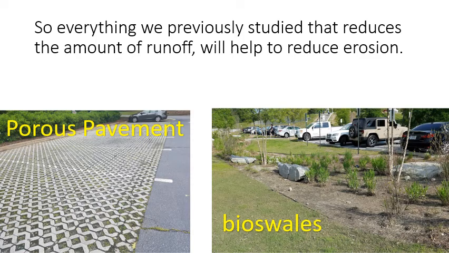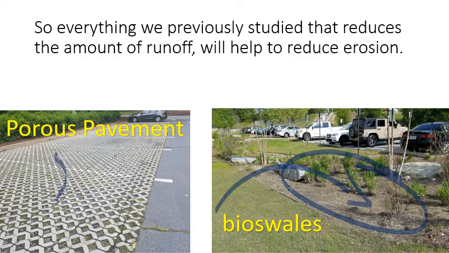So bioswales, the water is going to go in here and it's going to hang out right there. It's not going to go somewhere where I don't want it. Well, it just sits there, and sitting water doesn't cause me a lot of erosion. Porous pavement means we're going to let water infiltrate the ground. We're going to have less runoff. Less runoff is going to mean less erosion.